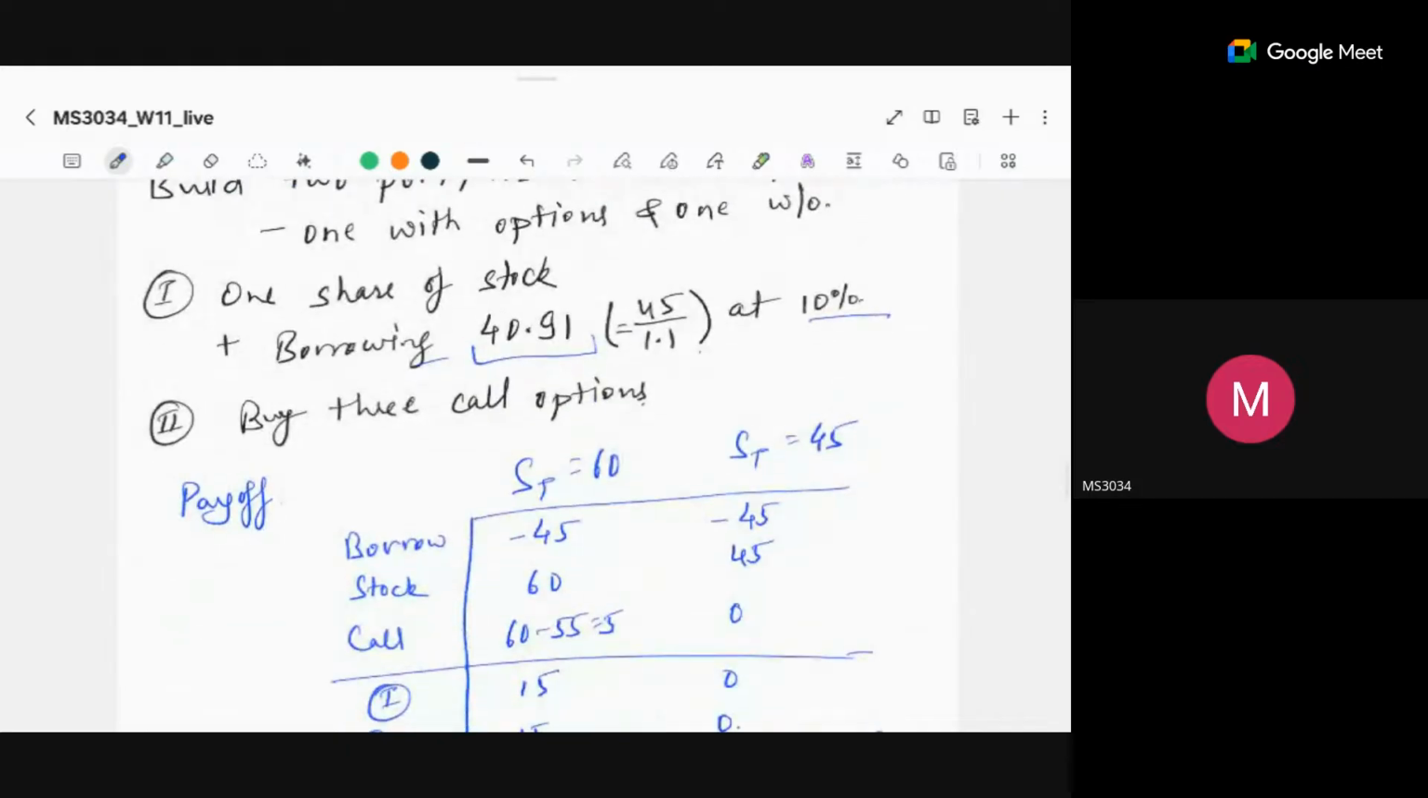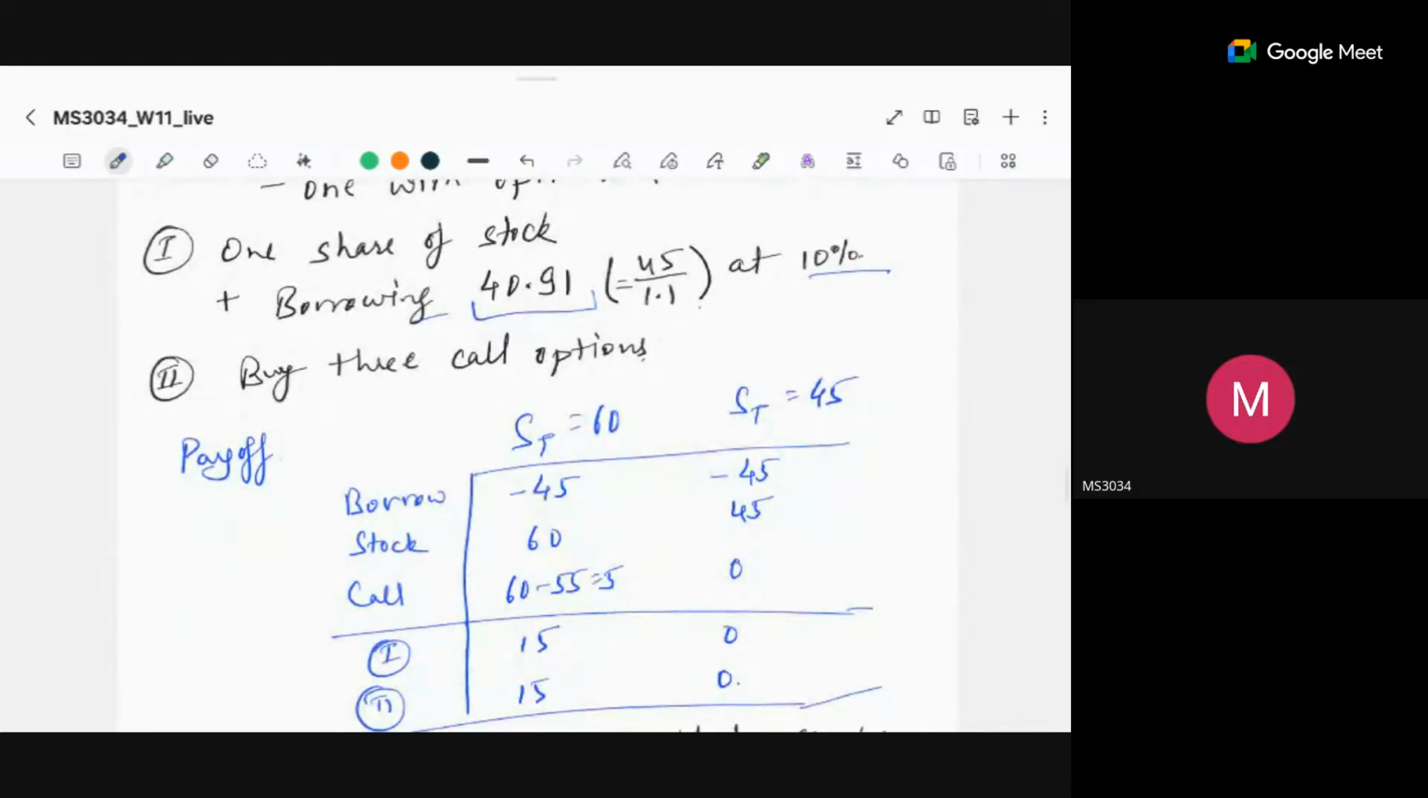And in the other portfolio I will buy three call options. We will see how we get these three call options. But at first, let's analyze these two portfolios, whether they satisfy our criteria or not. Next period you have to give back 45 rupees, whatever the stock price.